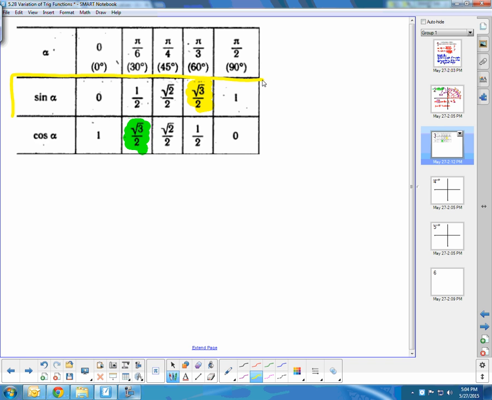If I look at just this row right here, as my thetas get larger across here, it's alpha in this chart, but as I go across from left to right, I have increasing thetas, increasing inputs: 0, pi over 6, pi over 4, pi over 3, pi over 2. I also have increasing outputs, that my output goes from 0 to 1/2 to root 2 over 2 to root 3 over 2 to 1. So I have these increasing values there.